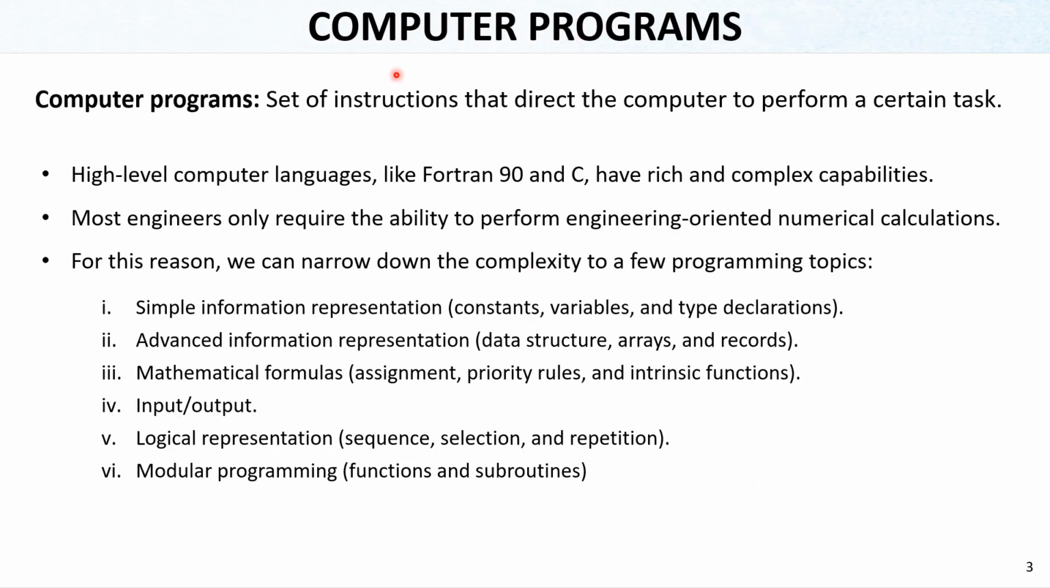Also, let's define the computer programs. A computer program is a set of instructions that direct the computer to perform a certain task. And there are some high-level computer languages such as Fortran 90 and C, which have rich and complex capabilities. And most engineers only require the ability to perform engineering-oriented numerical calculations, and that's why maybe this kind of Fortran 90 and C programs may not be necessary, and maybe only software which can perform engineering-oriented numerical calculations can be useful. For this reason, we can use a lower-level computer language such as MATLAB, for example.